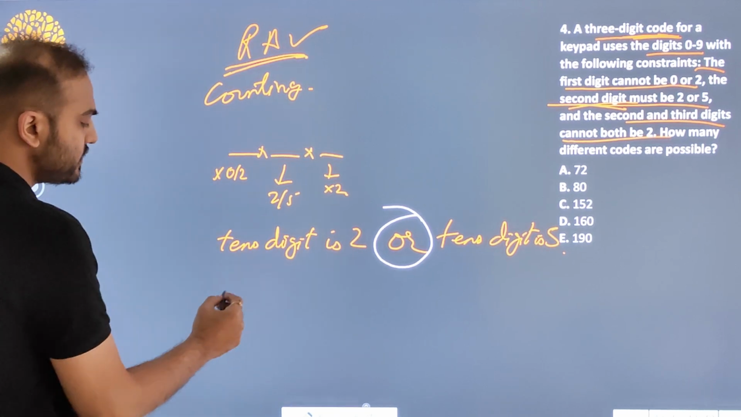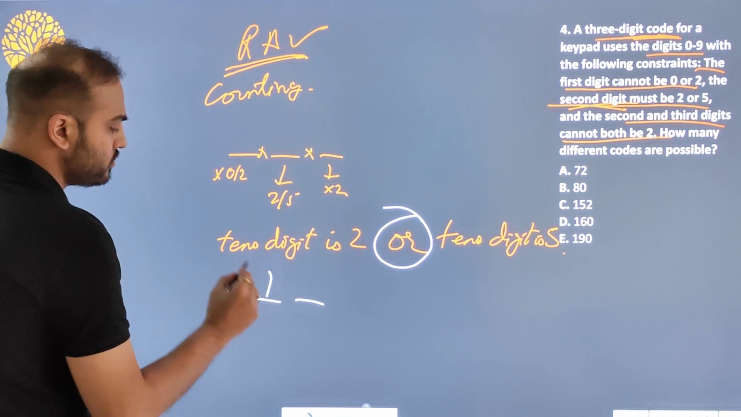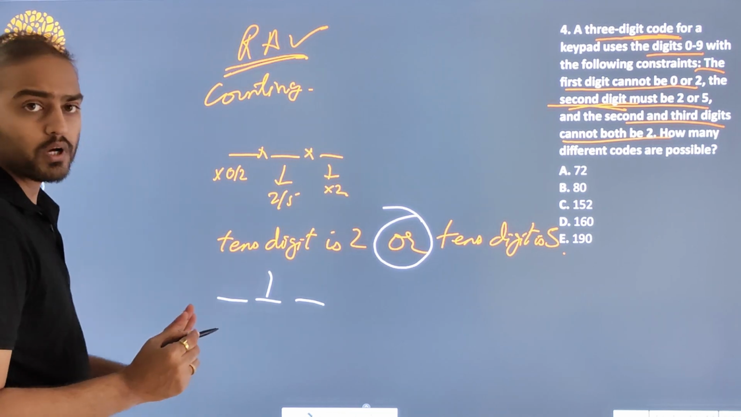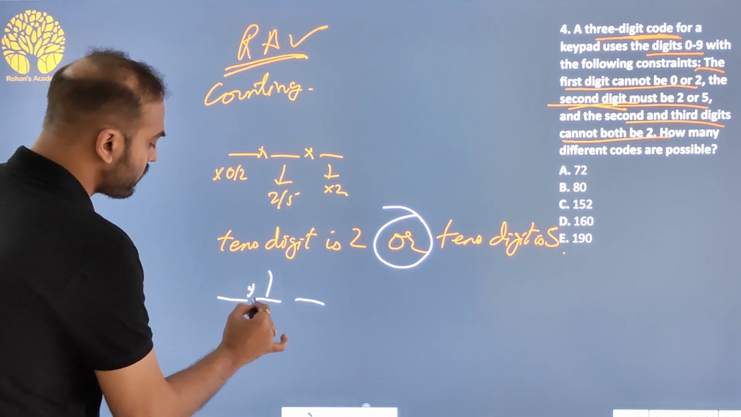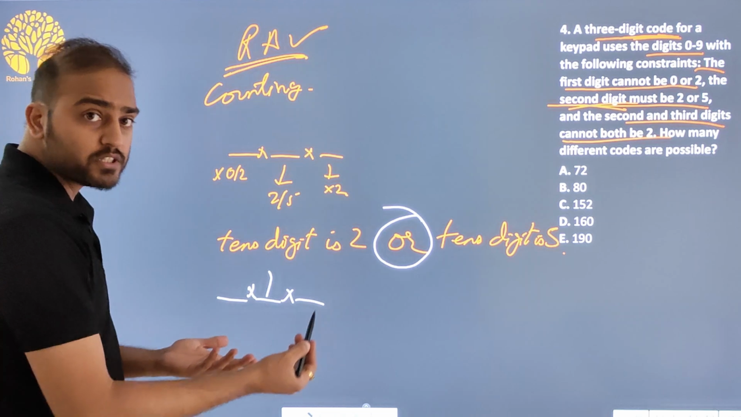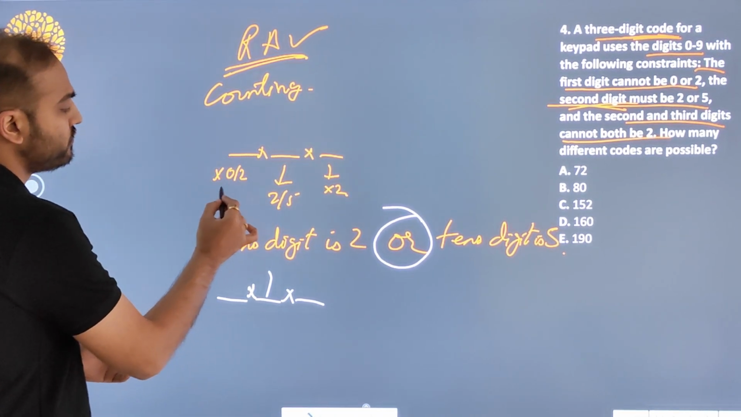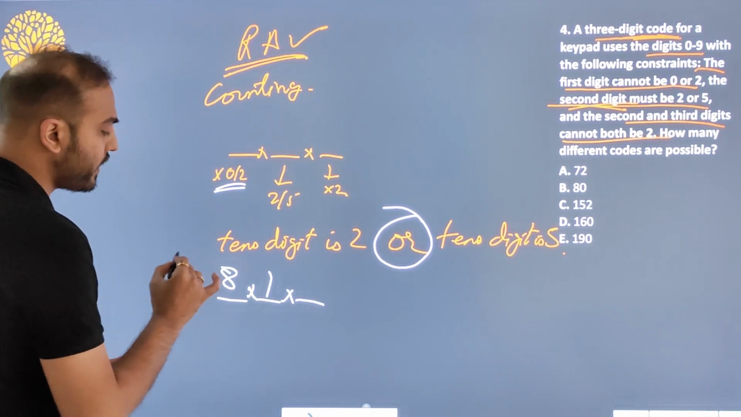Okay. Now if the tens digit is 2, this is fixed. It has to be 2. I don't have any option. How many options do I have to make numbers using tens digit 2? The first digit cannot be 0 or 2. So I have 8 options.